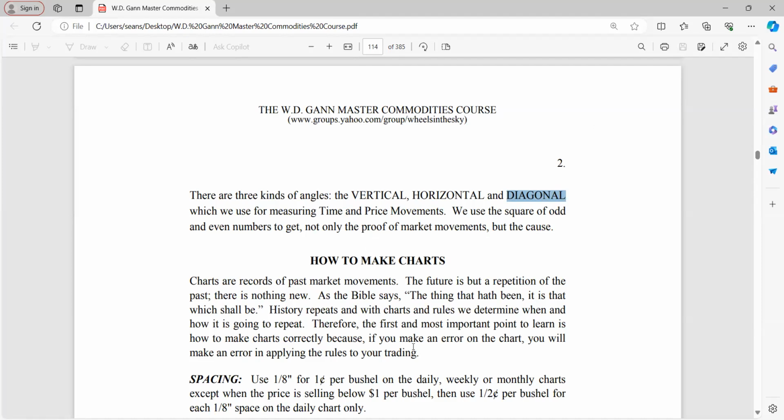We use the square of odd and even numbers to get not only the proof of market movements, but the cause. So here he's hinting to the fact that we use geometric angles in a master chart as well, right? Yeah. Because the square of 9 is literally built of a square of odd and even numbers. You go 1 and you spiral around.